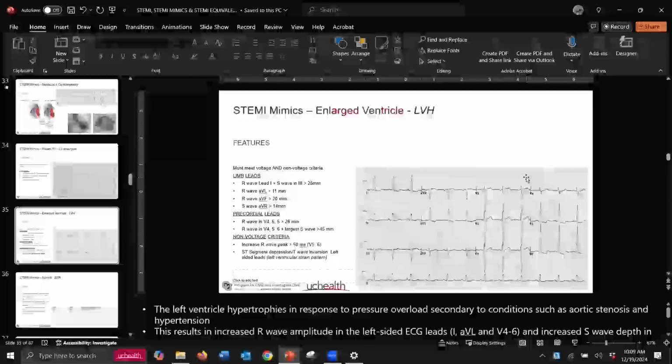So what significance is LVH? Left ventricular hypertrophy. It's the expansion of the left ventricle making the walls thinner. Okay, or thicker, right? Yes. So what causes LVH? The number one cause, hypertension.